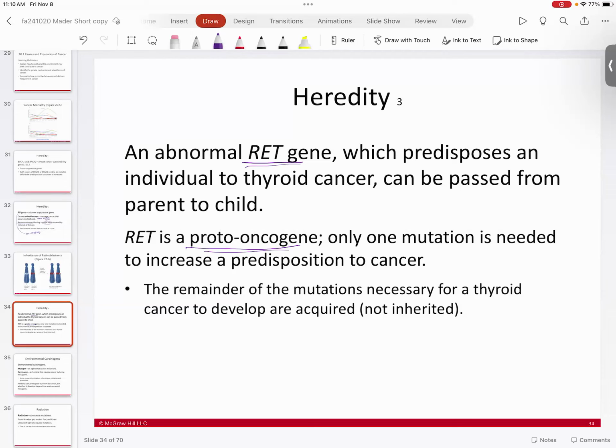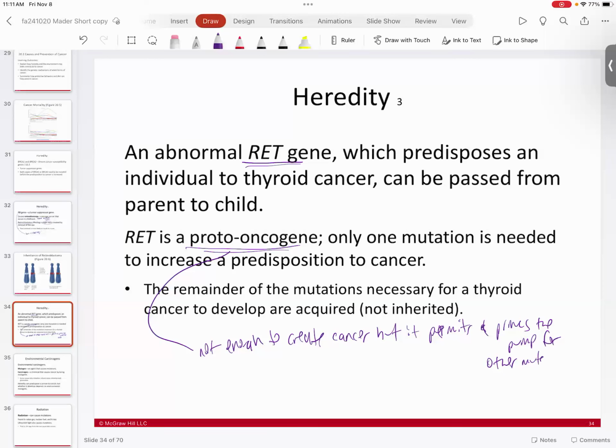So ultimately, this is basically not enough to create cancer itself. But what it does is it permits and kind of primes the pump, so to speak, for other mutations that you may accumulate later on in life, to be more effective in developing cancer.